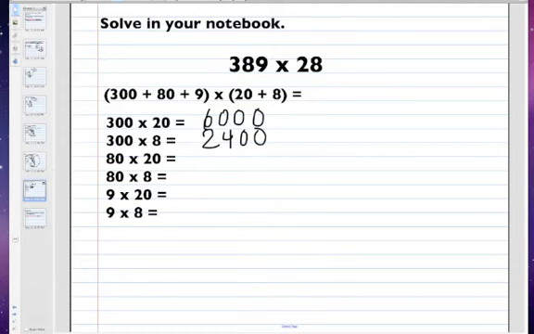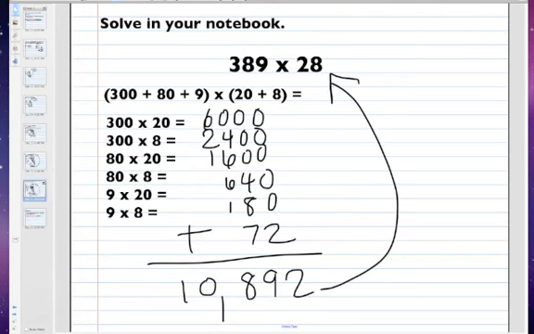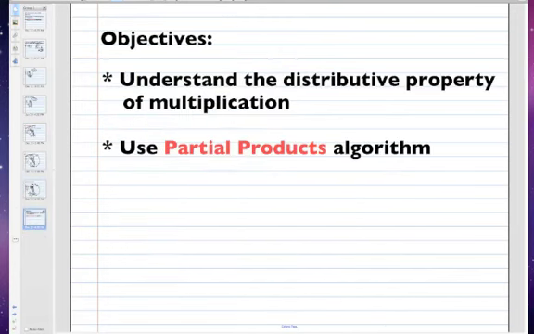80 times 20 is 1,600. 80 times 8 is 640. 9 times 20 is 180, and 9 times 8 is 72. And if you added all those products up correctly, you should have arrived at 10,892, which is the product of 389 times 28.